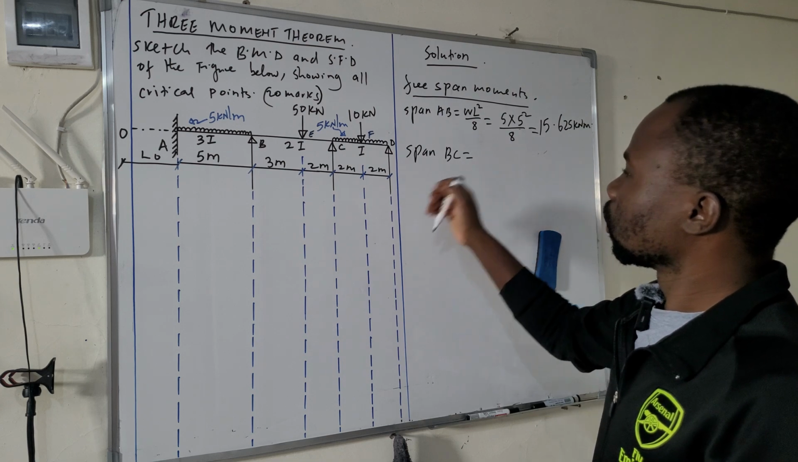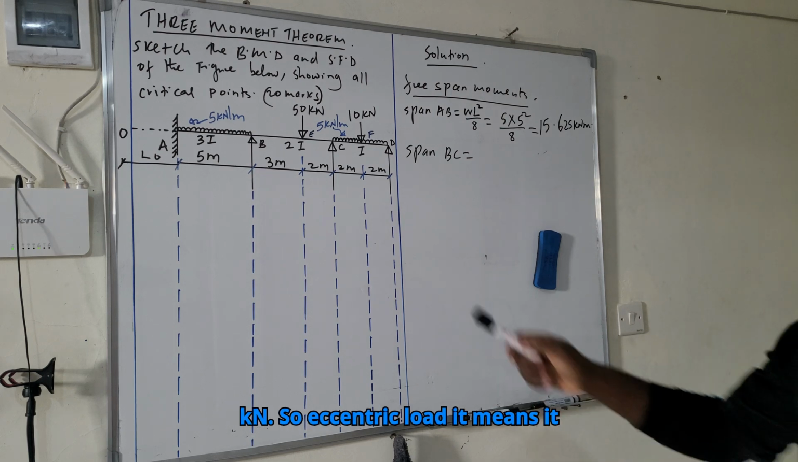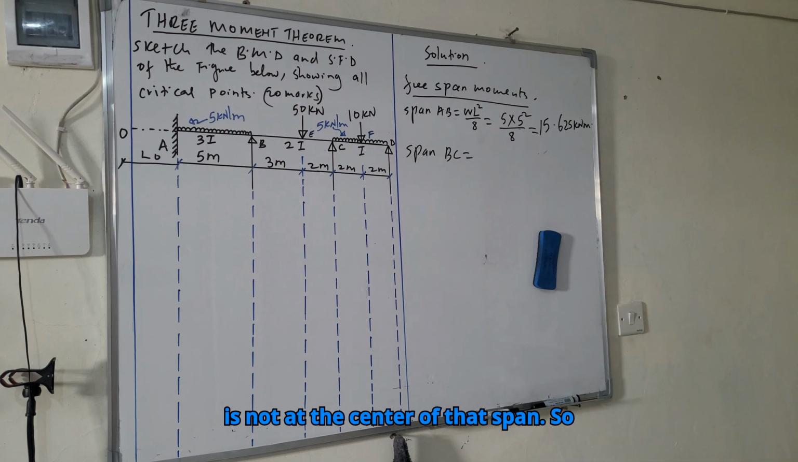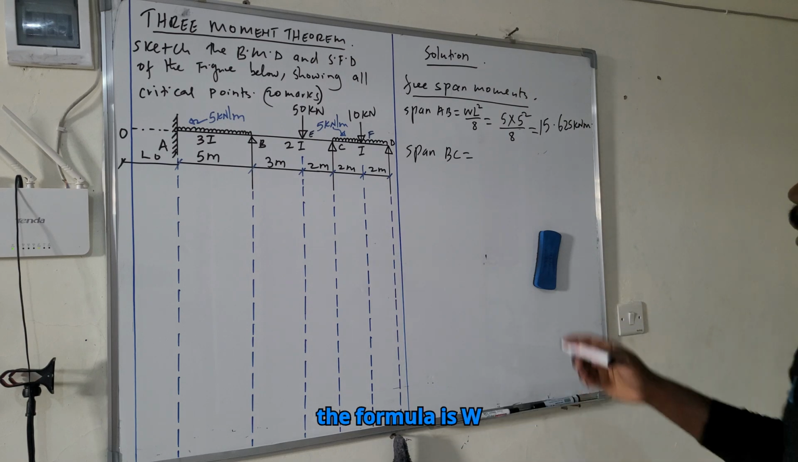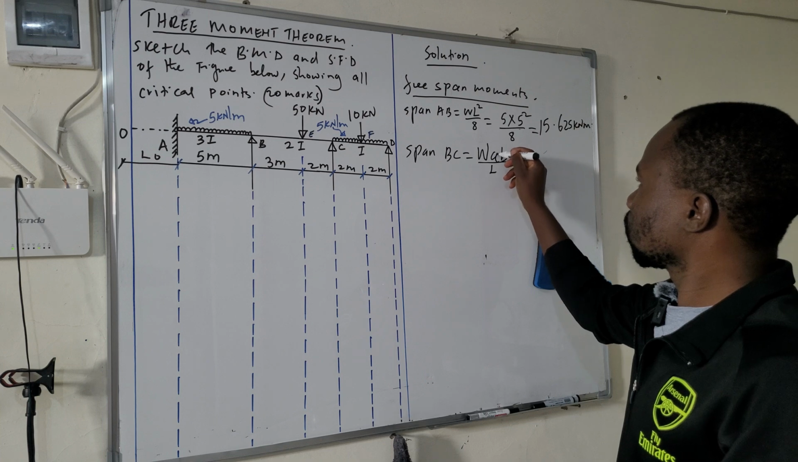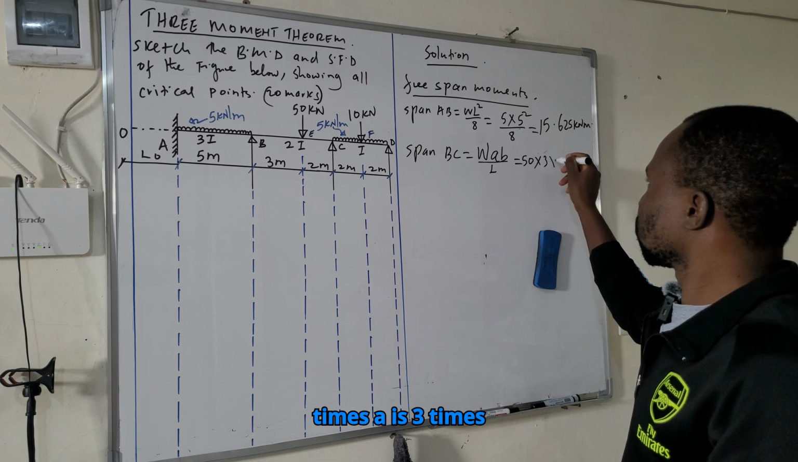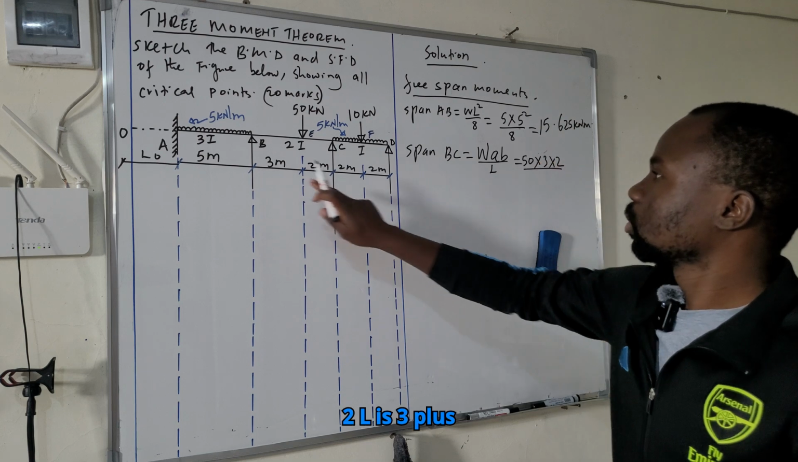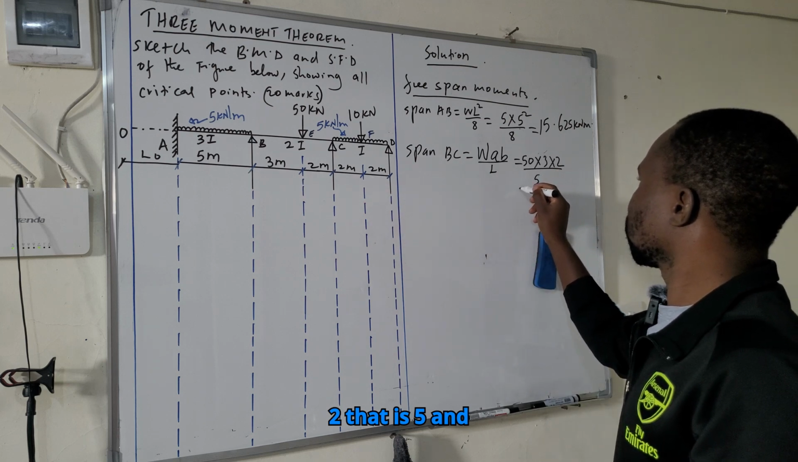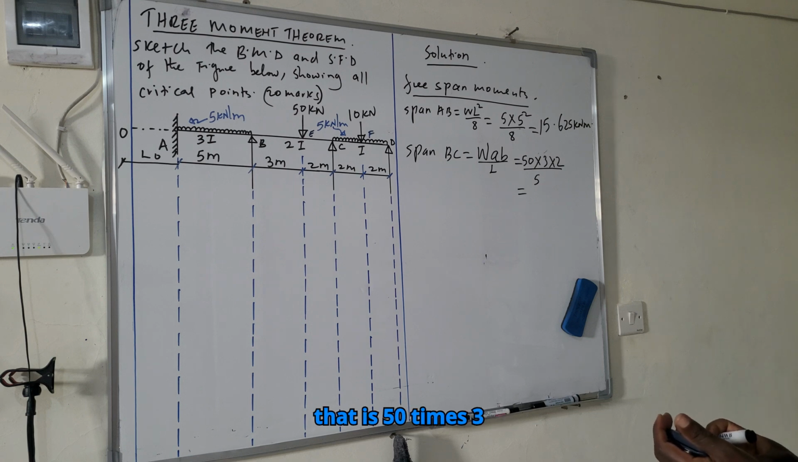We proceed to span BC. As you can see, our BC has an eccentric load of 50 kilonewton. Eccentric load means it is not at the center of that span. So the formula is W a b over L. Our W is 50, times a is 3, times b is 2, and L is 3 plus 2, that is 5. And you get your answer. So that is 50 times 3 times 2 over 5, which is 60.